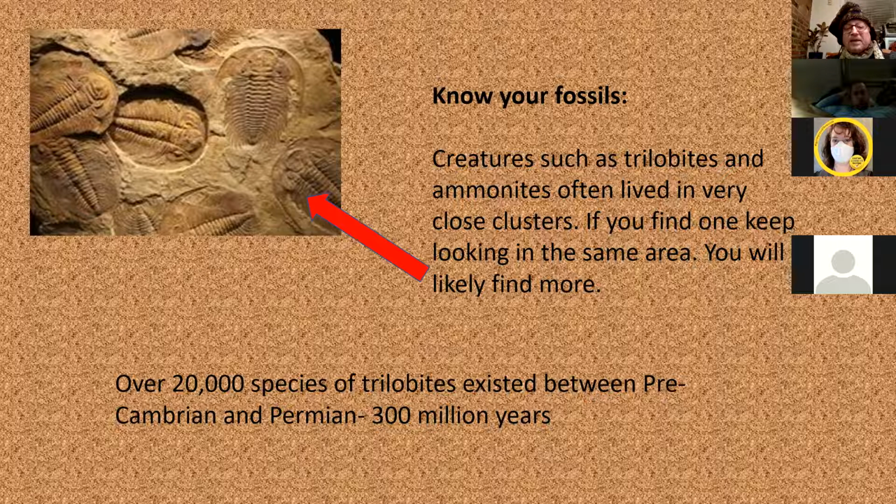And you might want to study a little bit because sometimes what you think isn't a trilobite really is. There were over 20,000 species of trilobites that existed between the Precambrian and Permian period, 300 million years, of which the Devonian is part of that. If you go online and search it, it's just mind-boggling the minor variations in all of the species of trilobites that existed.